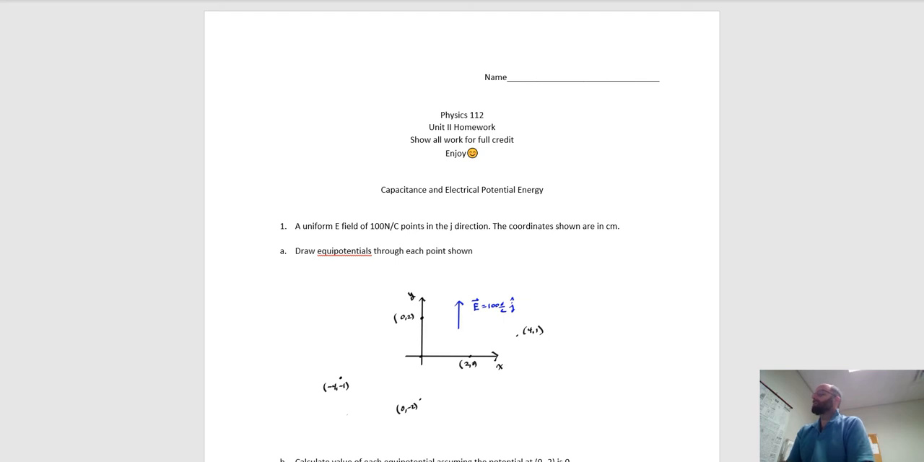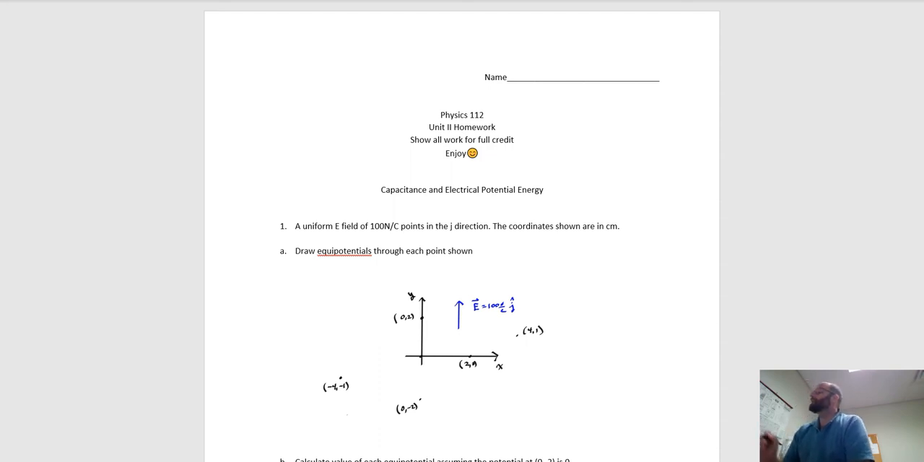So, for starters, let's talk about that 100 Newton per Coulomb. That's an absurdly weak field. The electric fields can be much stronger than that. I'm just making up a value here for the purposes of providing you an example. So draw equipotentials through each of these points shown.